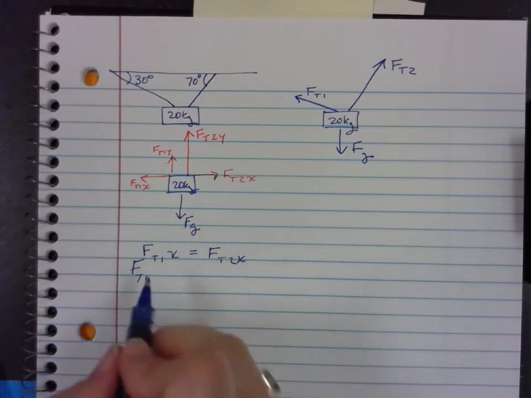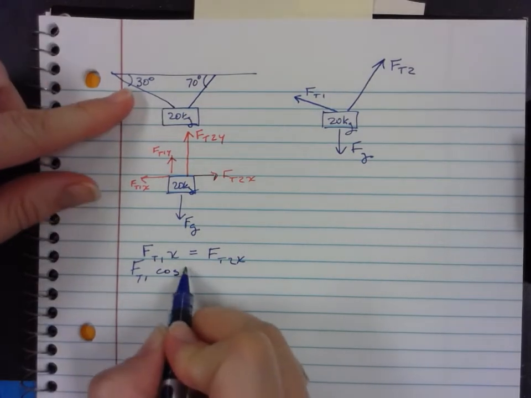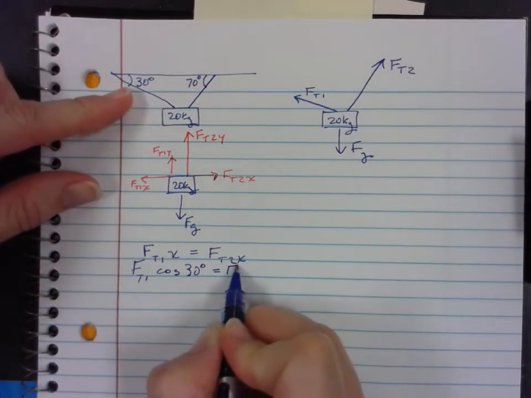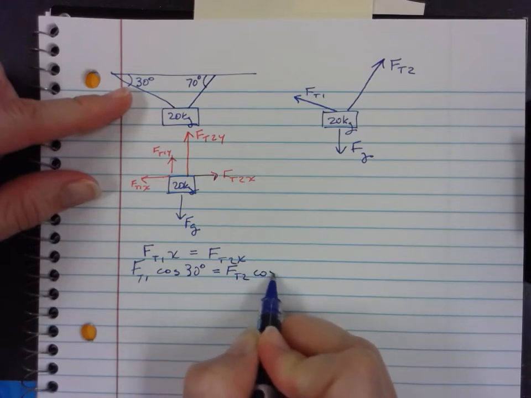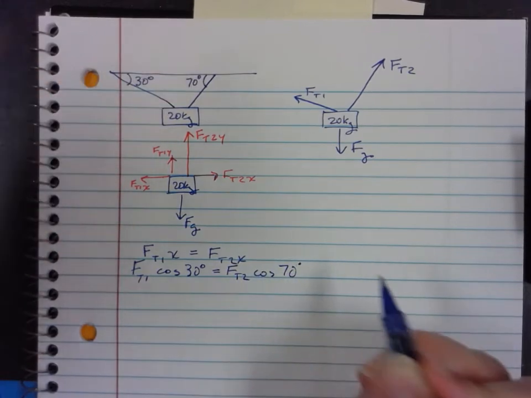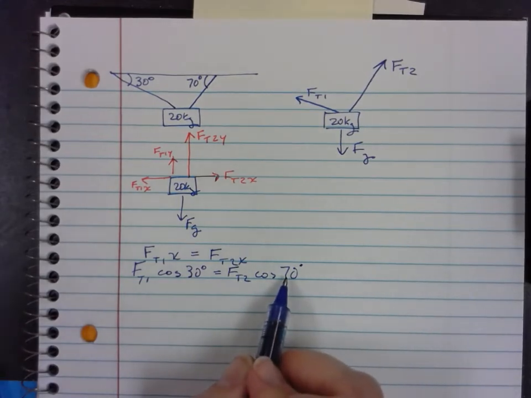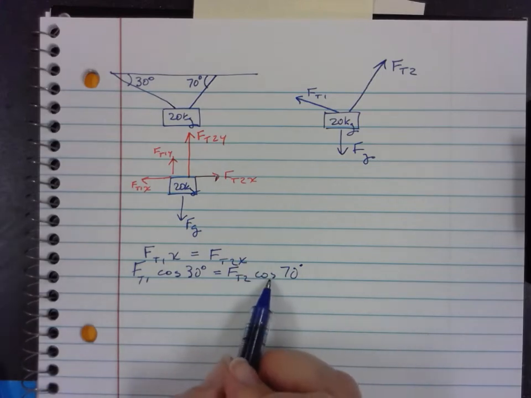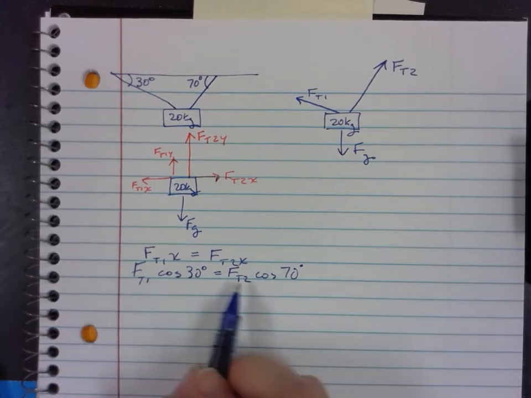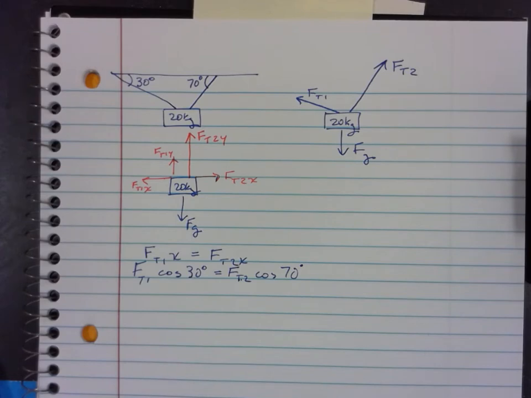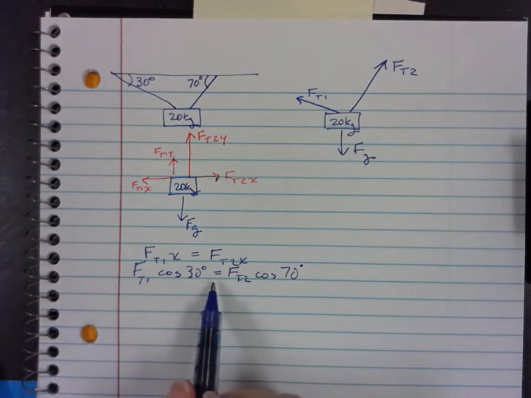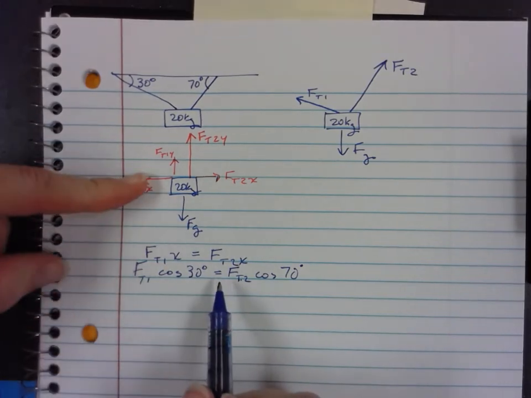FT1 times the cosine of 30 degrees has to equal FT2 times the cosine of 70 degrees. So FT1 and FT2 are not equal this time. In fact, because this is the bigger angle, and with cosine as it increases, the value actually decreases, this is one of the things that tells you that FT2 has to be bigger. So we stop there, we can't do anything more. We can go to the y components.